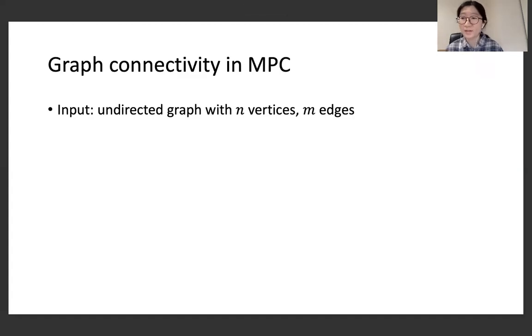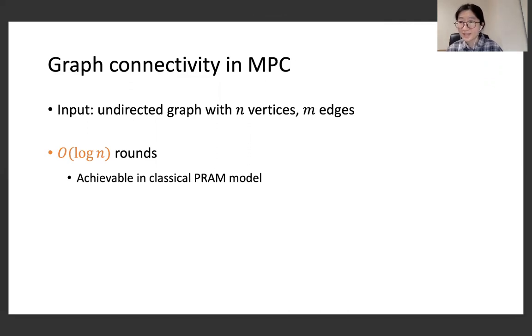We will consider the problem of graph connectivity in MPC, where given as input an undirected graph on n vertices and m edges, the goal is to decide whether the graph is connected. It is well known that connectivity can be solved in O of log n MPC rounds. In fact, we know that this can also be achieved in the more classical PRAM model, and there are efficient simulations of PRAM algorithms by MPC. And recently, for MPC, Liu and Tarjan gave an O of log n round algorithm that is simpler than the non-PRAM algorithms, and their algorithm takes optimal O of m total space.